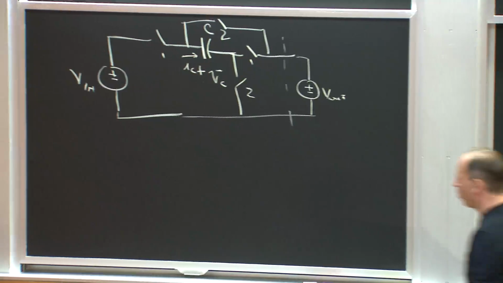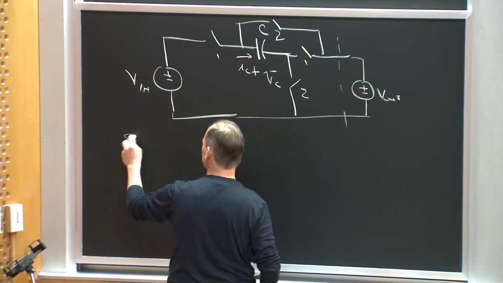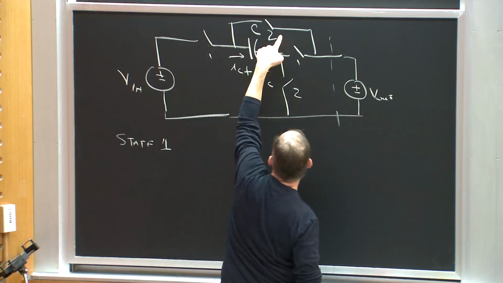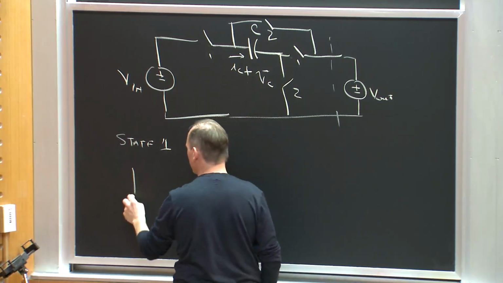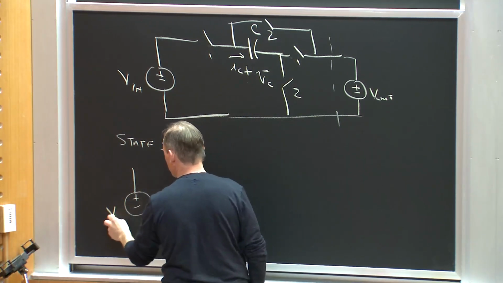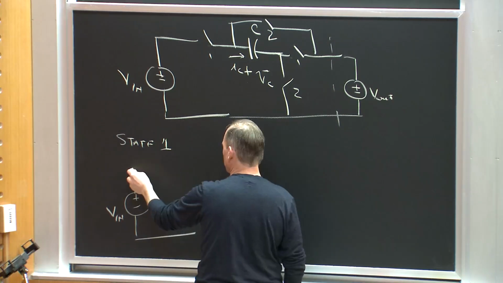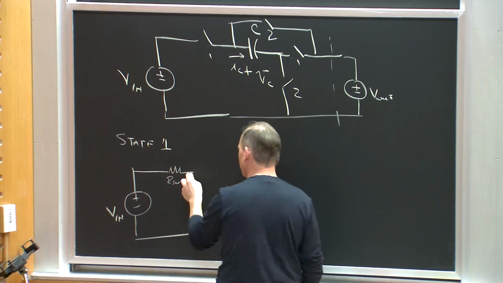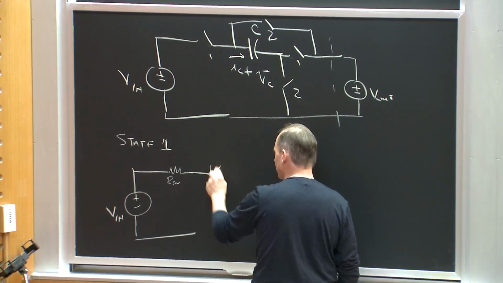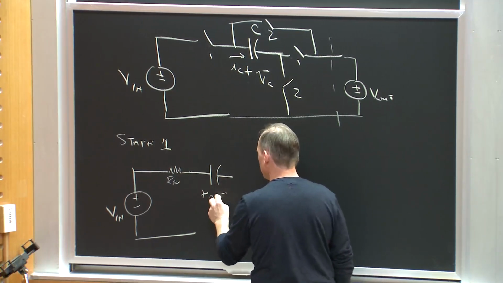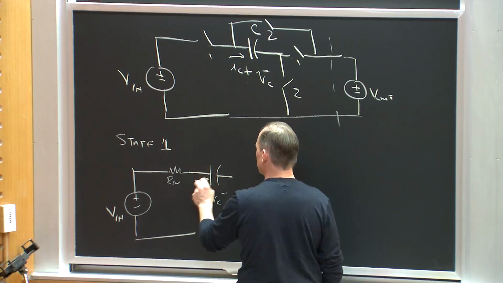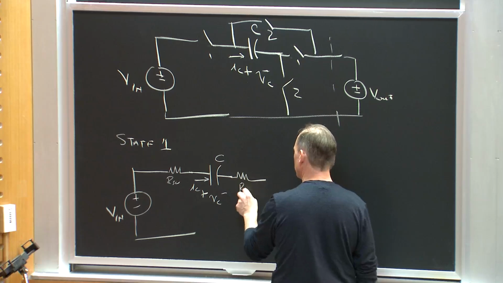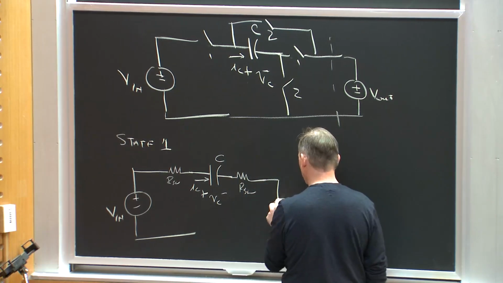So in state 1, I basically have these two switches closed. So in state 1, the converter looks like this. V in, right? A first switch is going to be on. I'll call that R switch, right? Then I'm going to have my capacitor. And then I'm going to have my second switch. And then that's going to go to the output.